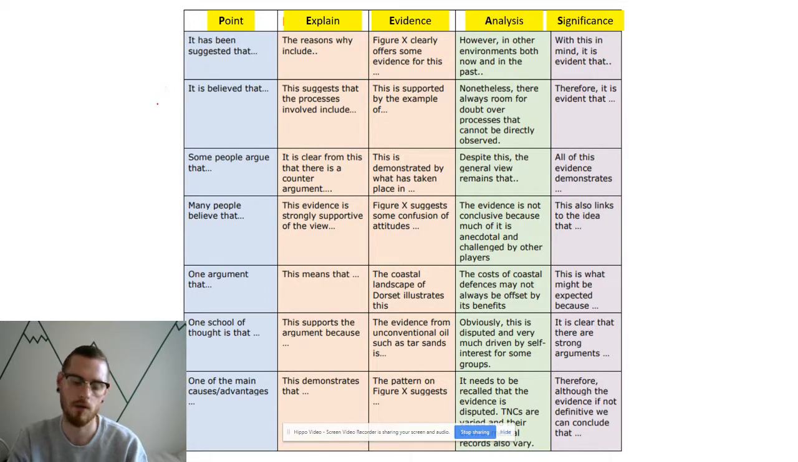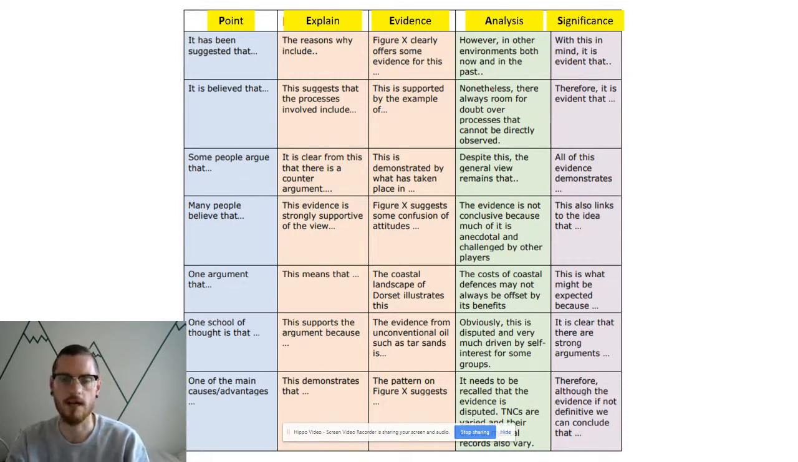These are sentence starters provided by the exam board on how you could start your points, how you could start explain, how you could introduce your evidence, and your evidence should either be from the resource. If it says study, okay, a figure, then that's where your evidence comes from, or it's your case study knowledge. It's your real place knowledge, okay?